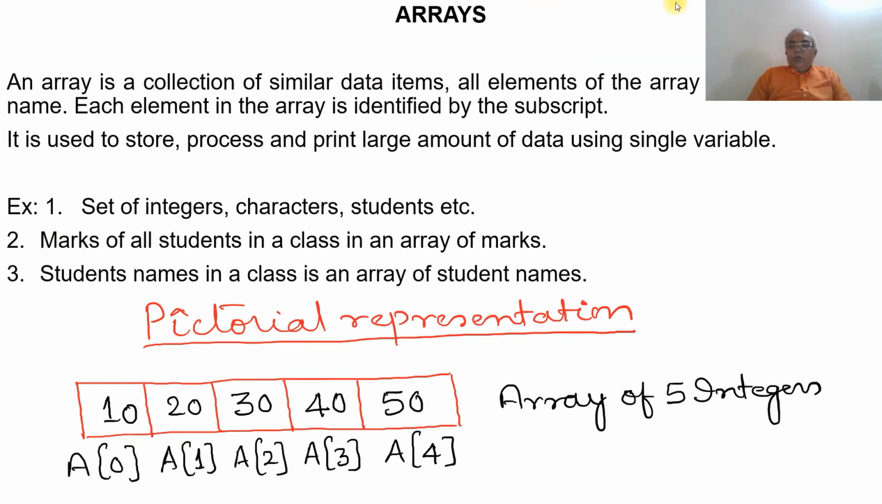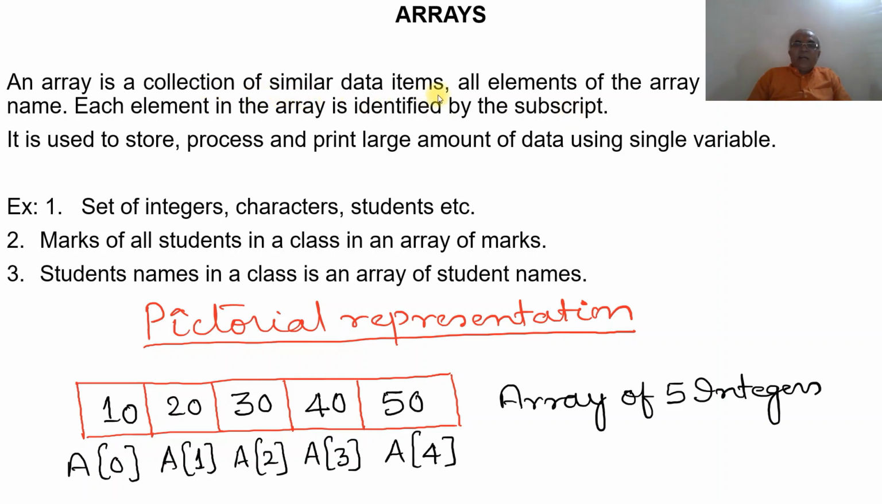Now, in this video, we are going to discuss arrays. An array is a collection of similar data items. All elements of the array share a common name. Each element in the array is identified by the subscript. So this is the definition of an array.